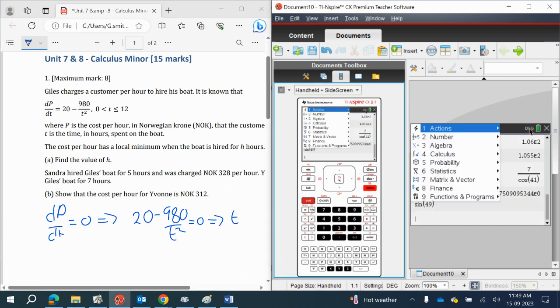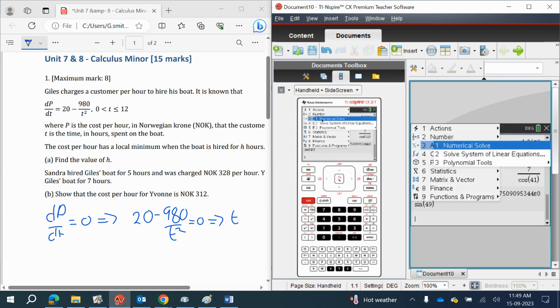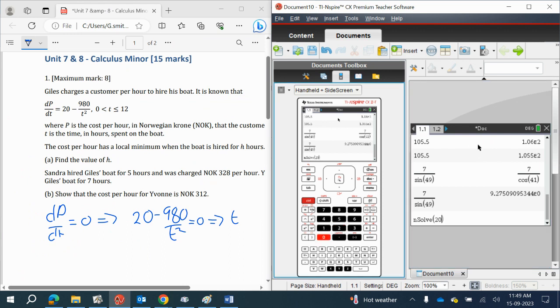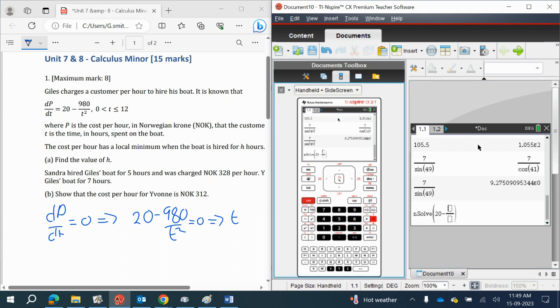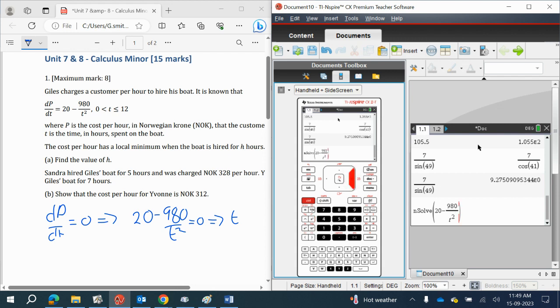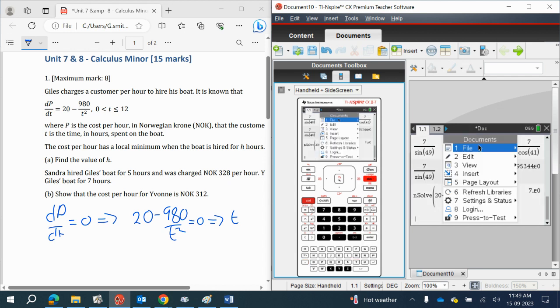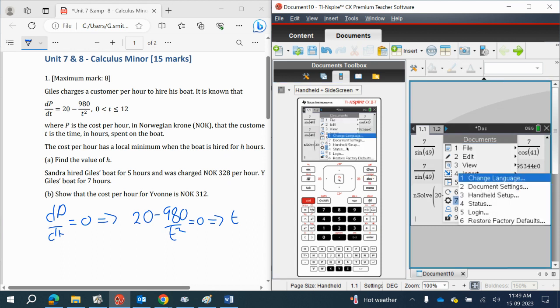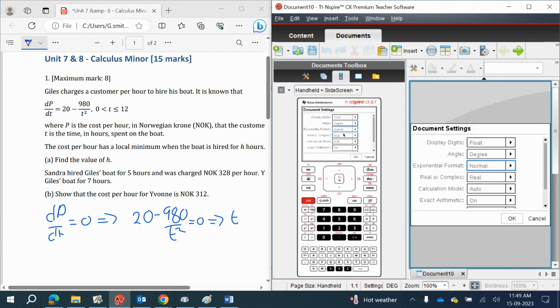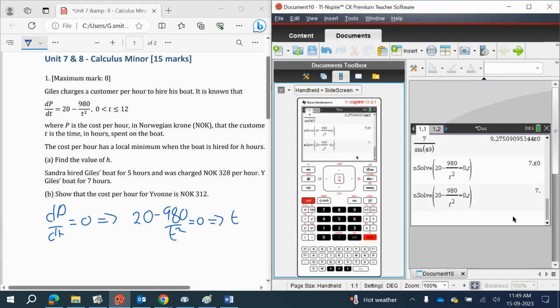Menu, I'm going to do this. Algebra, nSolve. We've got 20 minus the fraction 980 divided by t squared is equal to 0, comma t. So solve for t. I get 7. Sorry, my calculator is on scientific mode from last night. Take that one off. There, 7. So this gives us t is equal to 7.